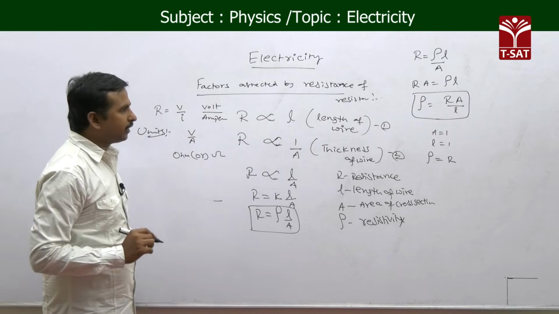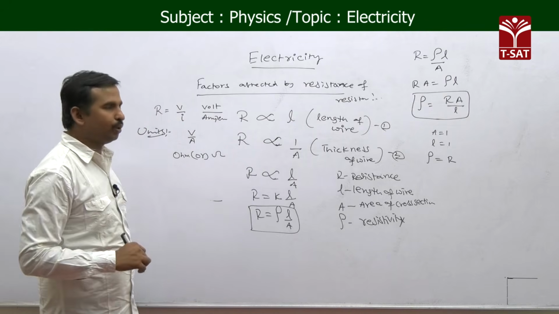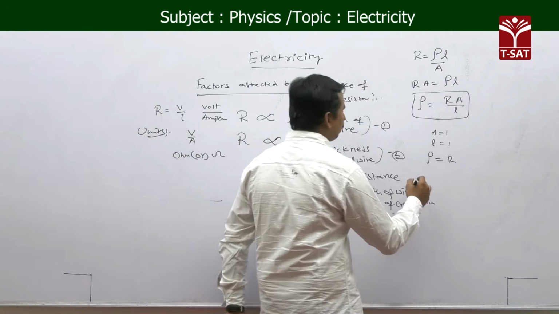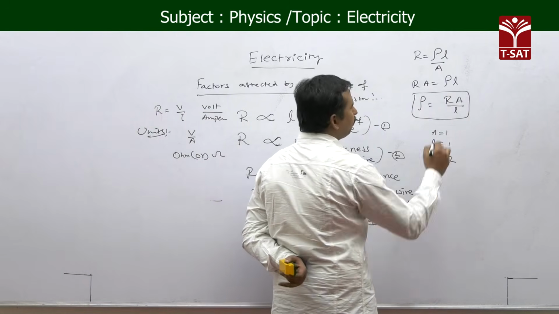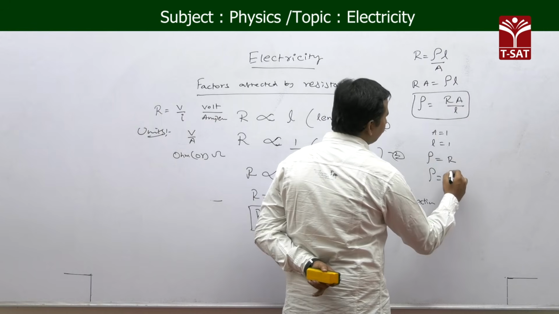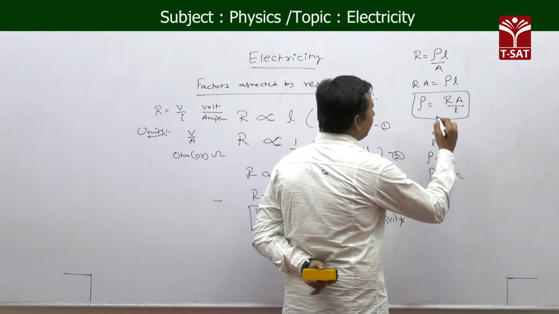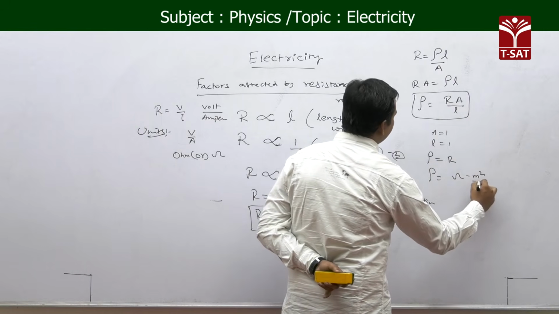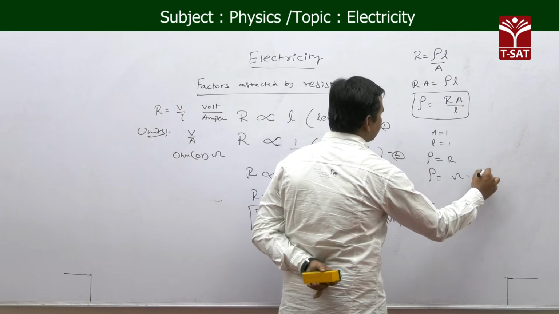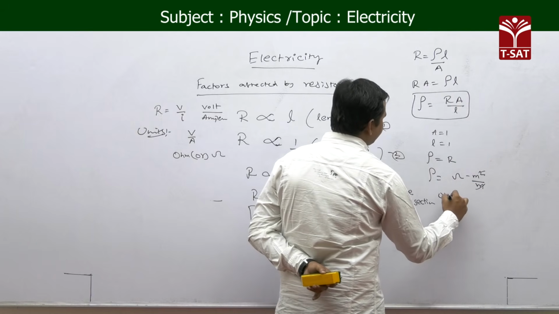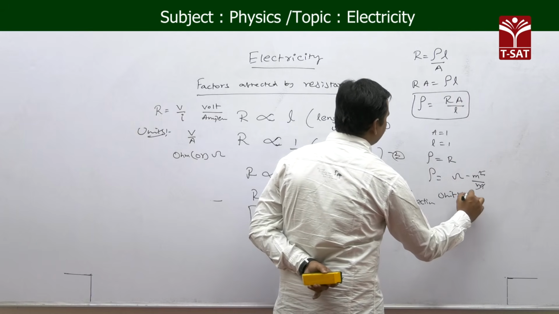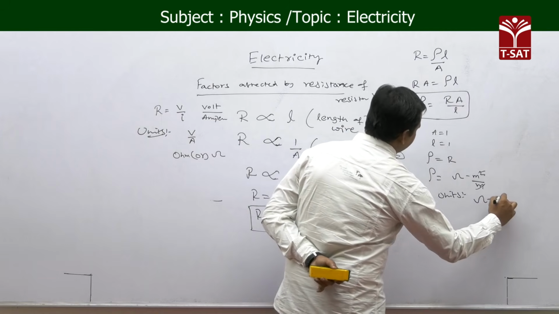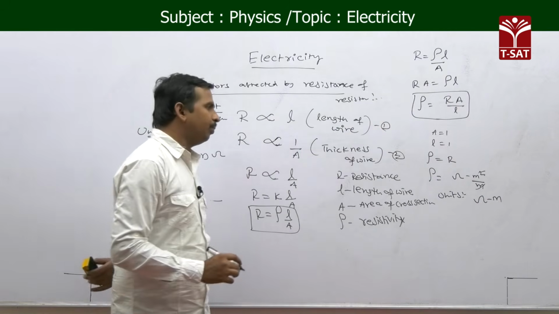Now for the units of resistivity, we know that rho is equal to RA by L, where R is in ohms, area is in meter square, and length is in meters. Then the resistivity units are ohm meter, called ohm meter.